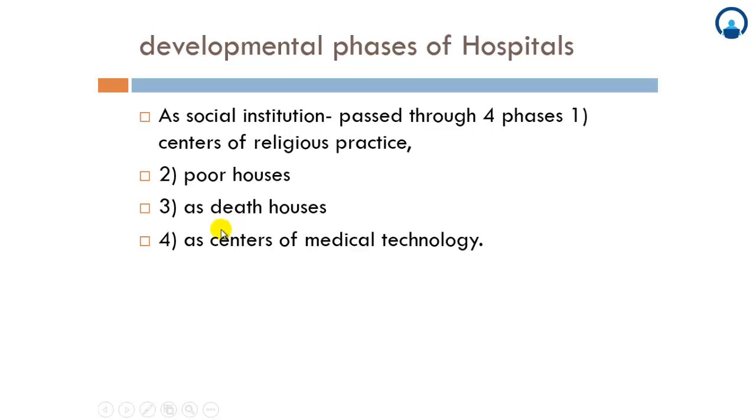So here a lot of control is needed and administrative skill is needed, and that's why there is a role for hospital administrators or hospital management in advanced hospitals, or the new hospitals which are coming up. So these are the various developmental phases of the hospital.